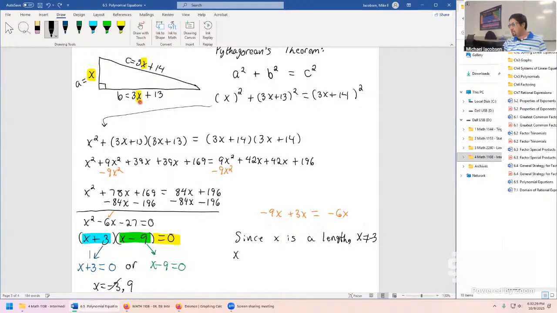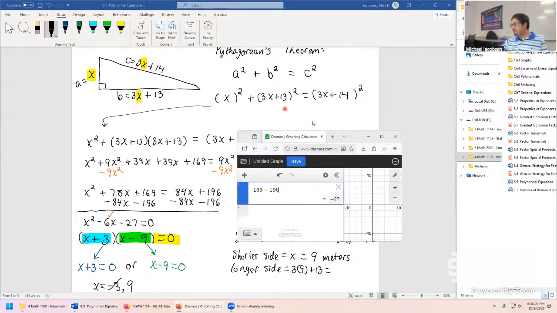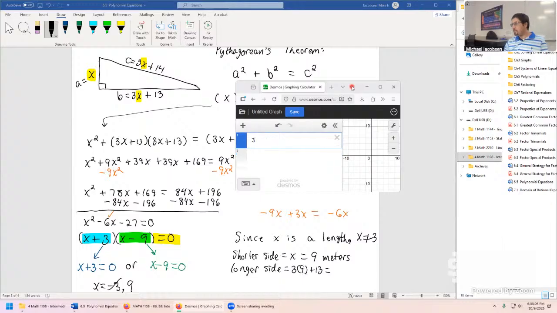Let's maybe say this in a way that kind of relates the whole problem. The shorter side, that's this way, has side length X, which came out at 9 meters. The longer side, that one was 3 times X plus 13, but we're throwing a 9 inside of there. That's a good one for the calculator. 3 times 9 plus 13, that'll give us 40 meters going this way.